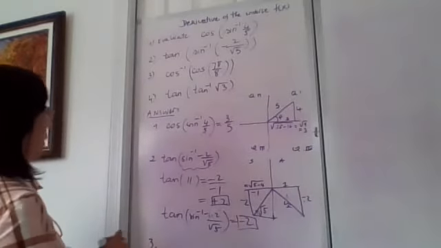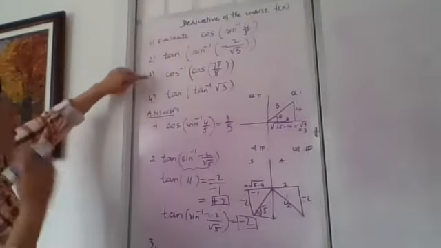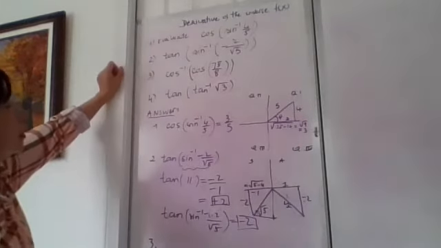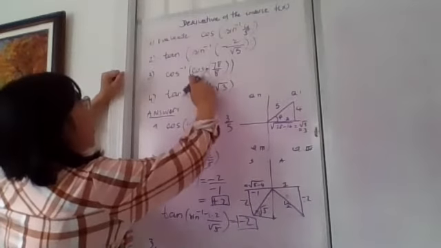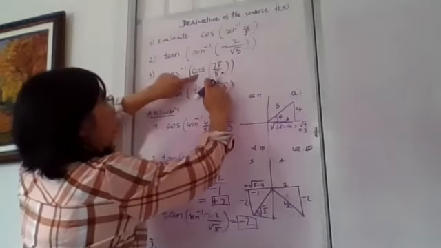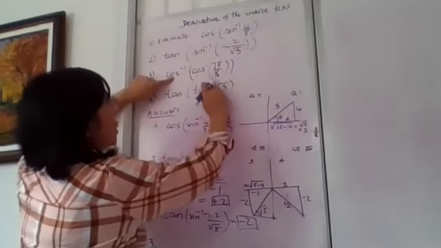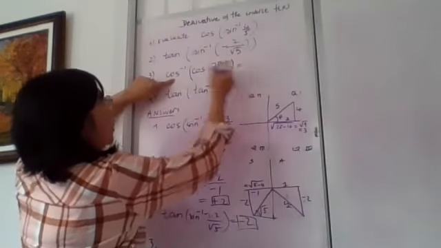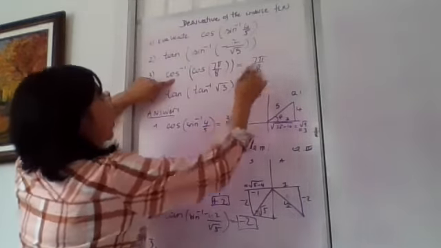So now let's do number 3. Inverse cos of cos of 7 pi over 8. Now this one is easy. We don't have to draw something like this. And why is that? Because the inverse of the ratio of this angle, the ratio of cos 7 pi over 8, we want to find the inverse of this ratio, and the inverse of the ratio is just the angle itself. So the answer for this question is just 7 pi over 8.